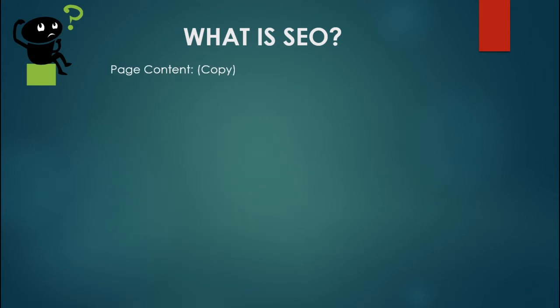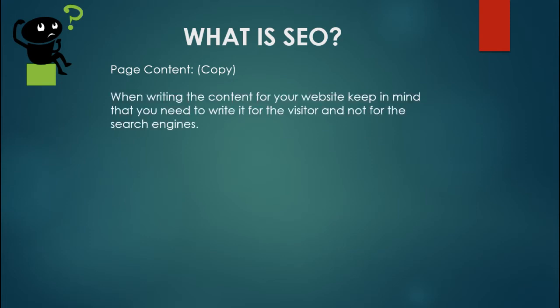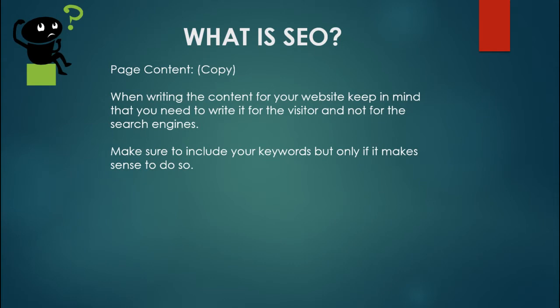The next thing we need to look at is our page content or our copy. It's the actual written text on the page that our clients are going to see. When writing the content for your website, keep in mind that you need to write it for the visitor and not for the search engines. Make sure to include your keywords, but only if it makes sense to do so.